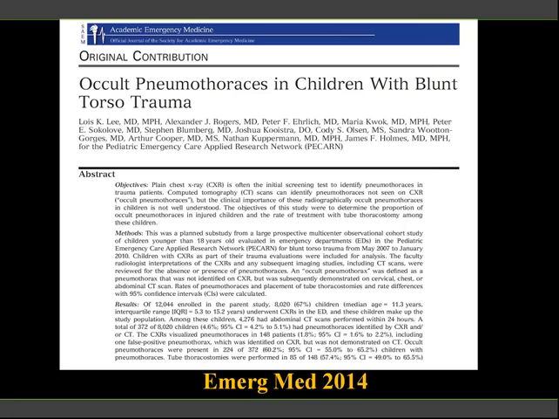There's a recent paper that discusses the implications of finding occult pneumothoraces only visible on CT in children with blunt dorsal trauma, and it turned out that unless the patient has to be intubated, they usually don't have any treatment implications. So there's some literature from the emergency room literature that validates what we found earlier, that we can be a little bit more conservative with the use of chest CT in children.